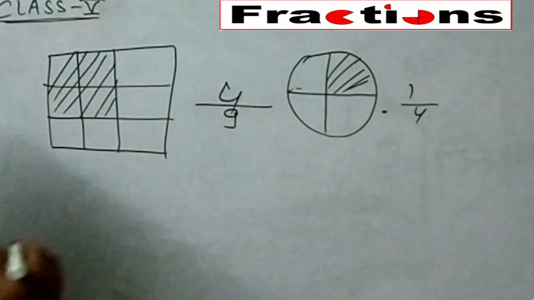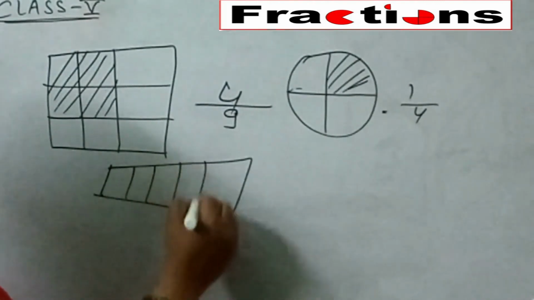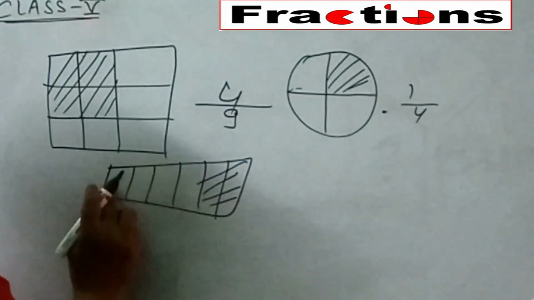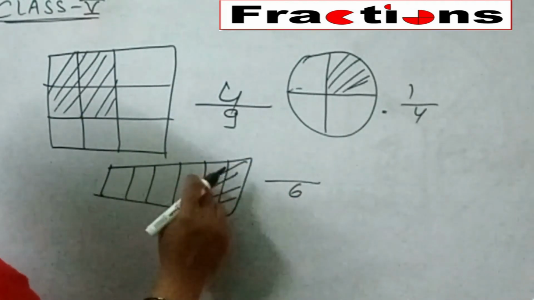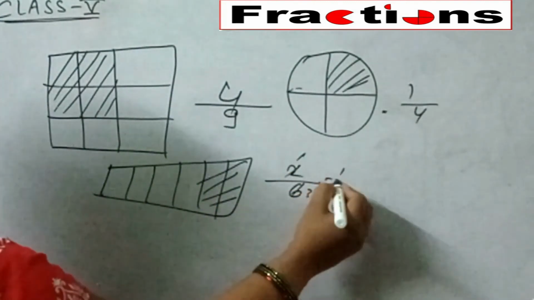Like that we have to write for different diagrams. Suppose this one has 1, 2, 3, 4, 5, 6 parts. How many total parts? 6. How many shaded? 1, 2. So 2 by 6. You can also simplify this and write 1 by 3.